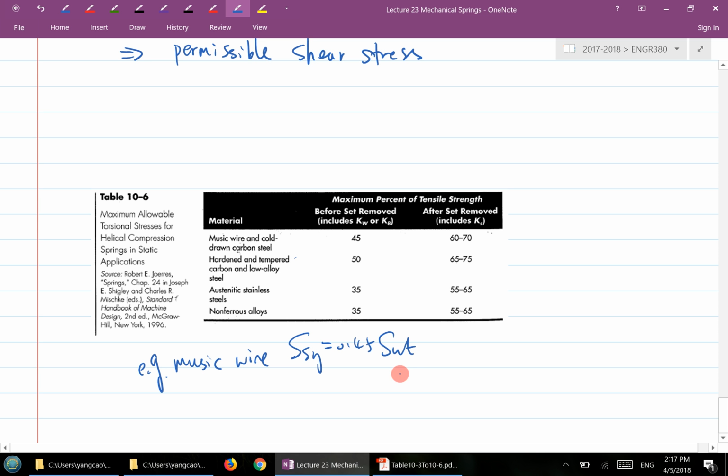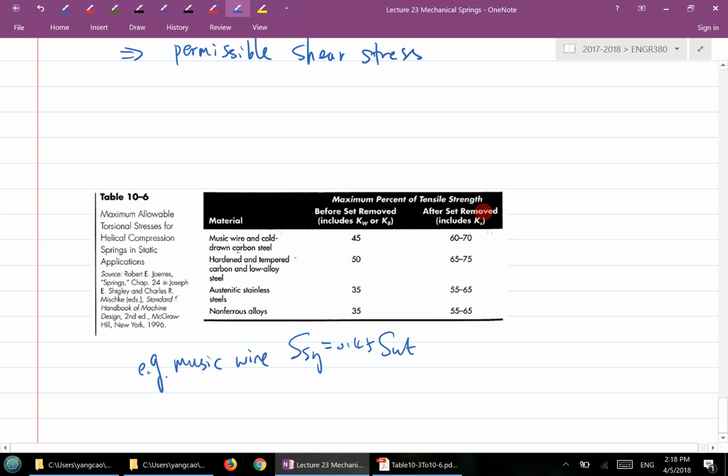Then what does set removed mean here? A set basically means permanent set. If you have a spring, and you completely press it for a little bit of a long time, and then you let it go, guess what's going to happen? A very typical phenomenon: the spring doesn't go back to its original length. That's what we call a set, essentially. Just like our car, after using it for a while, the springs are not as stiff as the original anymore. So that's called the set.